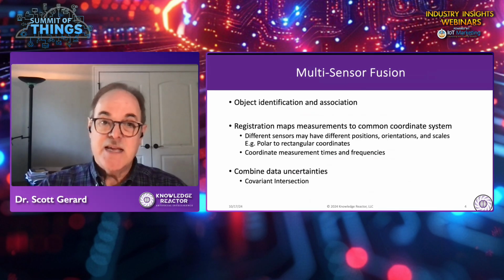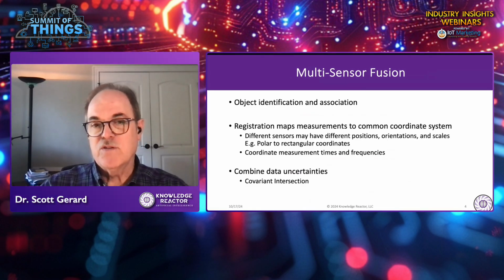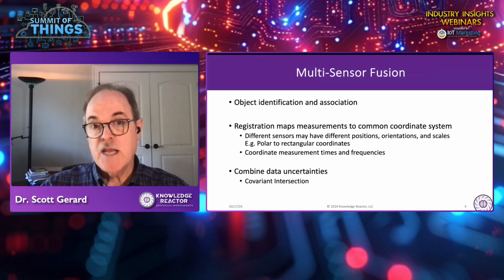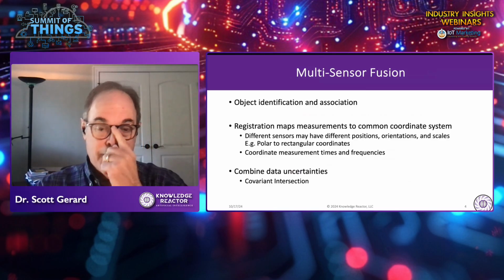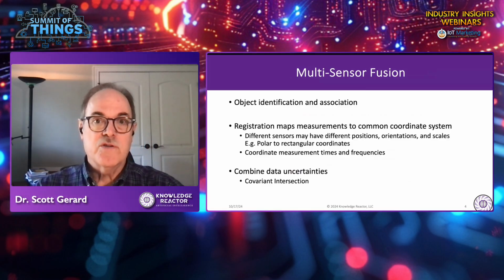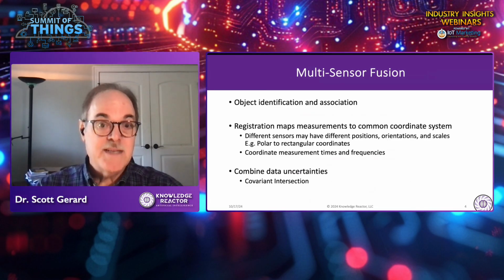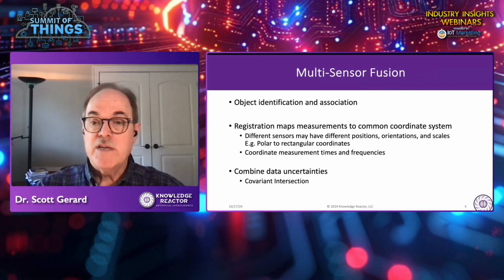And then the last thing is, it's not just a point measurement that you're getting from these sensors. Often the case is you have uncertainties associated with each one of those measurements. And some measurements have small uncertainties and some of them have very large uncertainties. So you need to be able to combine and fuse the uncertainties themselves. One way to do that is with an algorithm called covariance intersection.